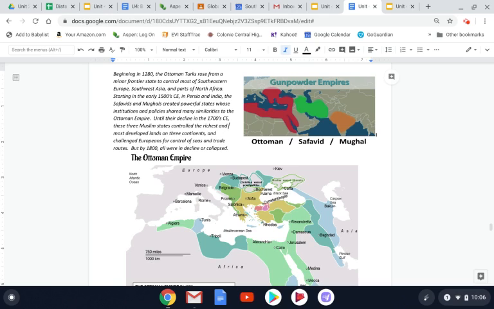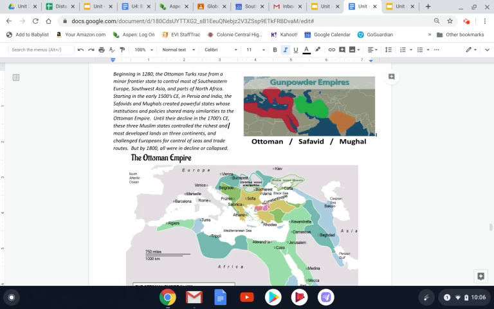So this allows the Ottomans, who are a Muslim group, to start to expand from the Middle East into places like Europe and start to threaten the European civilizations. One other thing I want to point out too is that all three of these Muslim states we're going to look at this week, it says that they controlled the richest and most developed lands over 3 continents.